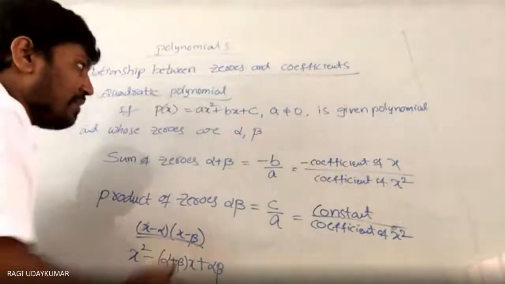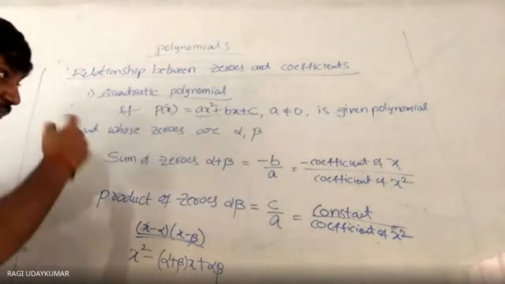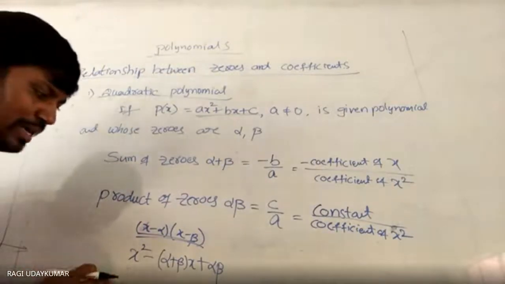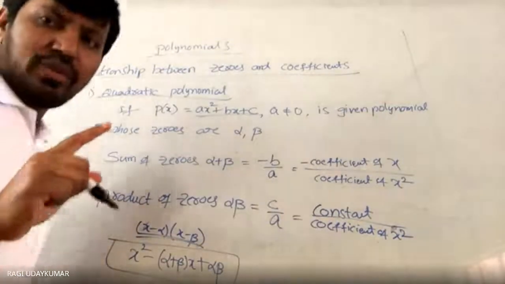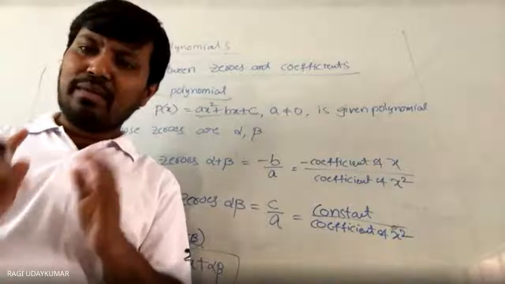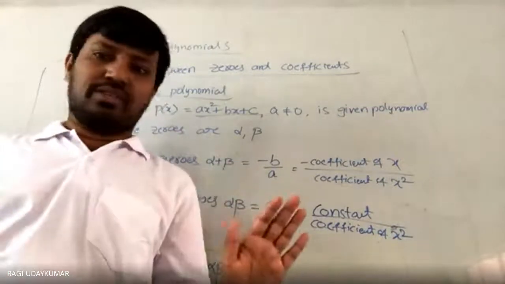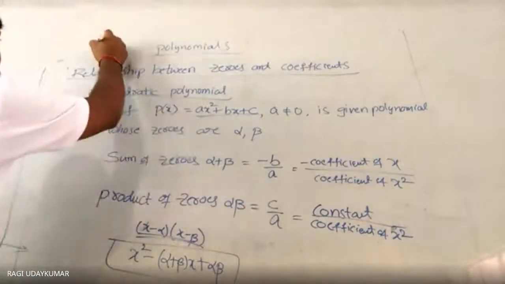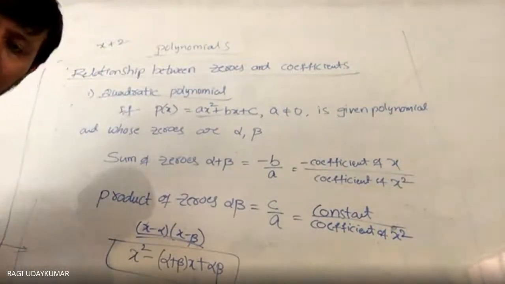Now if you compare the coefficients of this polynomial, divide the whole polynomial by a. Or you can multiply this polynomial by any non-zero constant, and the zeros will not change. Let me give one small example. What is the zero of this polynomial? Minus 2. Very good.